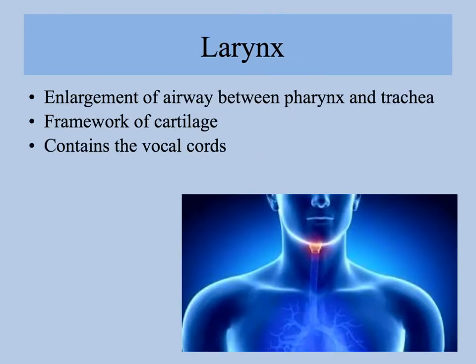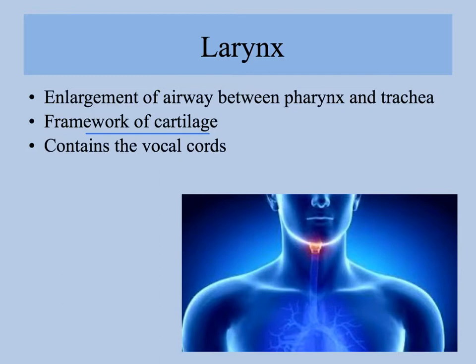So as we move down the airway, we move from the pharynx into the larynx. As I said, you go past the esophagus, or go past the epiglottis, which is sort of a lid to the whole thing. The larynx is an enlargement of the airway between the pharynx and the trachea, and it does have a framework of cartilage.